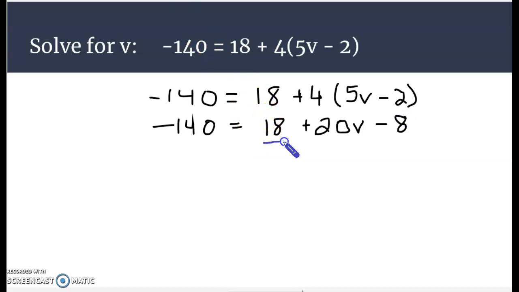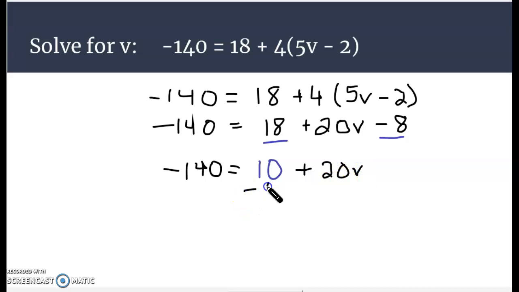Notice our like terms here. We got an 18 and a negative 8. Will come together to make 10. Still have the negative 140 on the left. 10 plus 20v. We want to get rid of 10 by subtracting it. We'll subtract it on the right. We'll subtract it on the left. Now pay attention to your negative signs on the left side. A negative 140 minus 10 can also be thought of as negative 140 plus negative 10. Gives us negative 150.